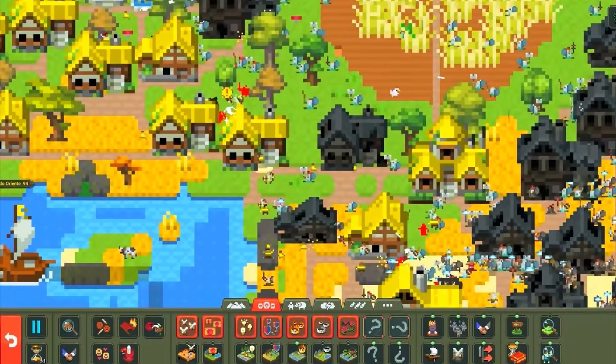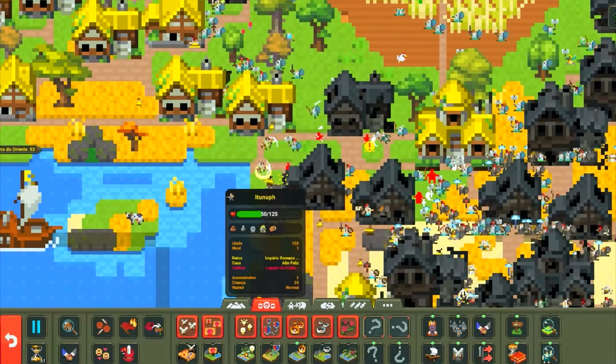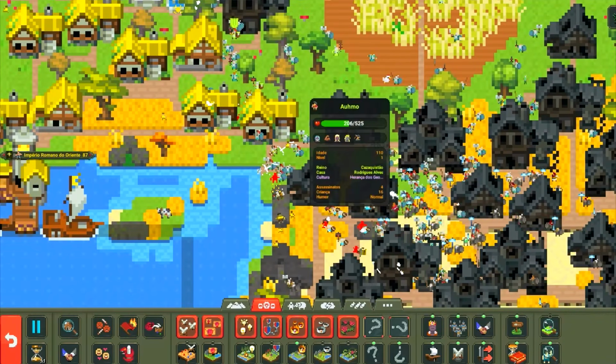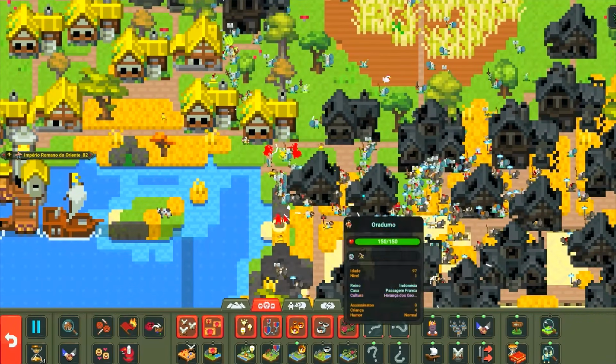Several weapons of war. The soldiers of the Eastern Roman Empire. Some archers are trying to resist. But there are a lot of soldiers from several different tribes around them. It's over.